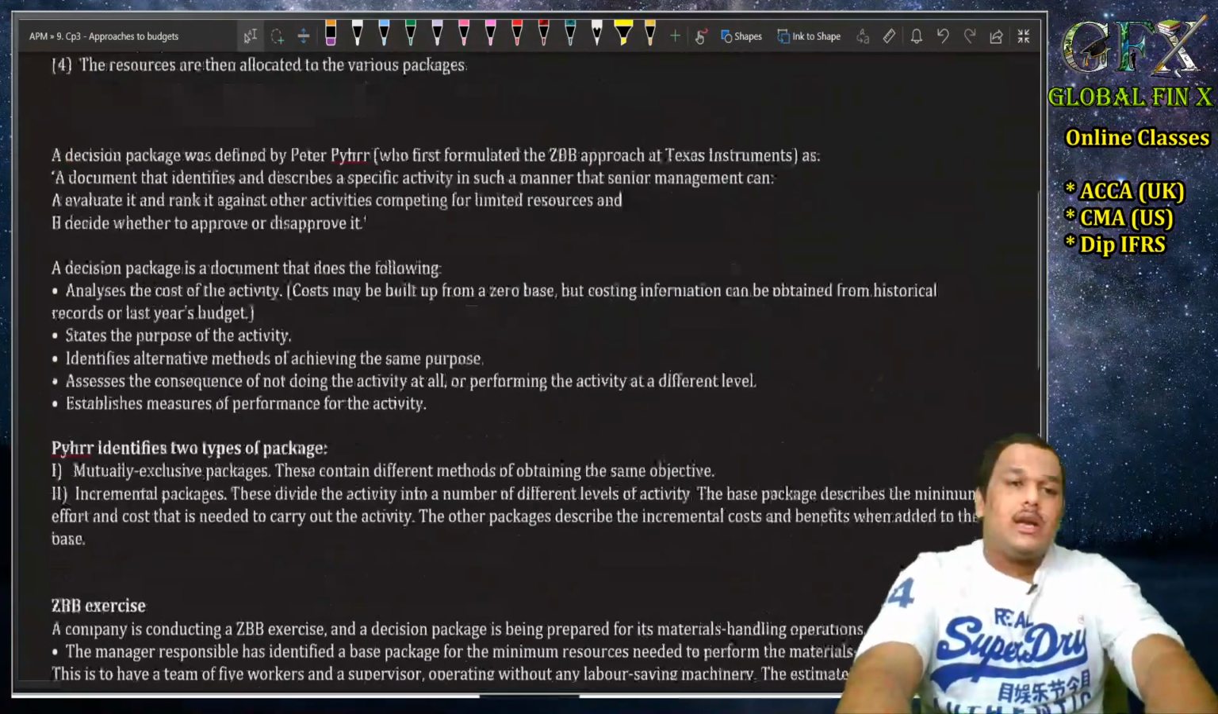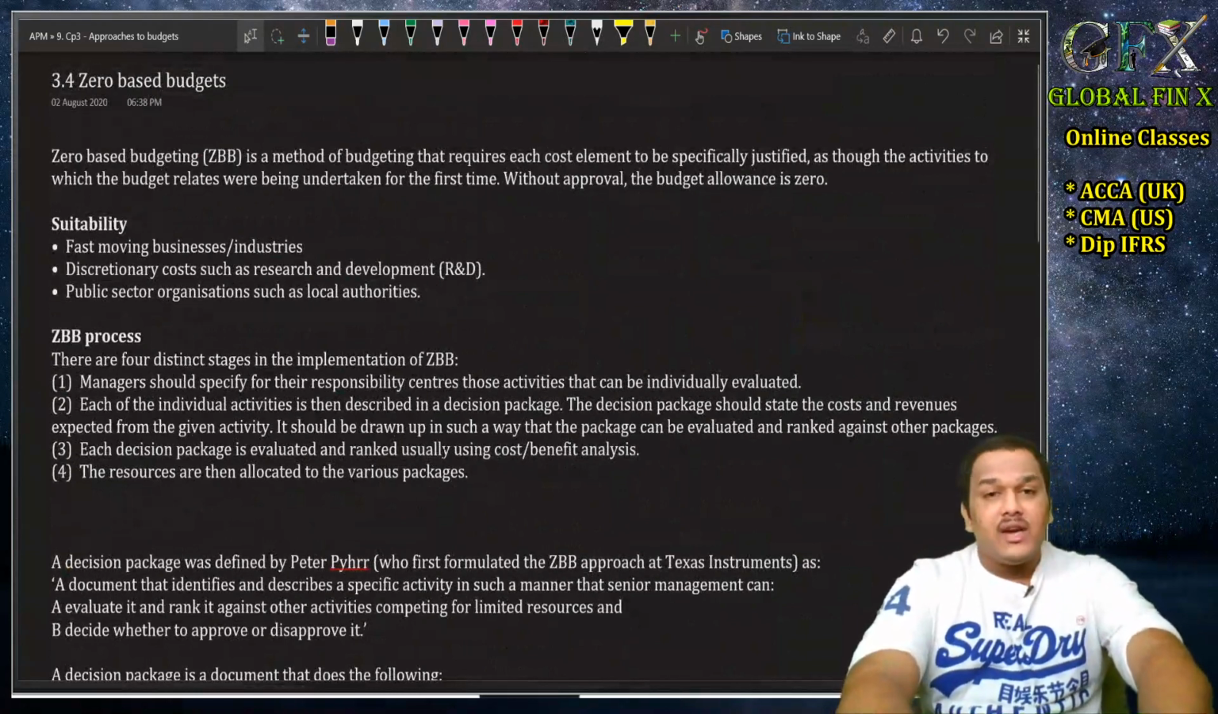Okay. So these are the advantages and disadvantages, and that, my dear friends, is zero-based budgeting.